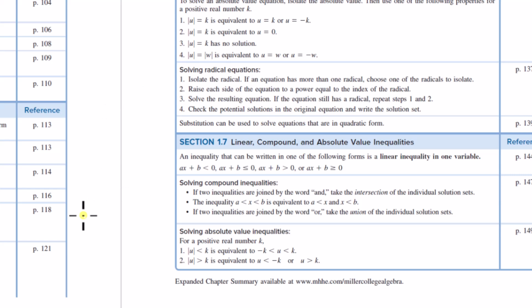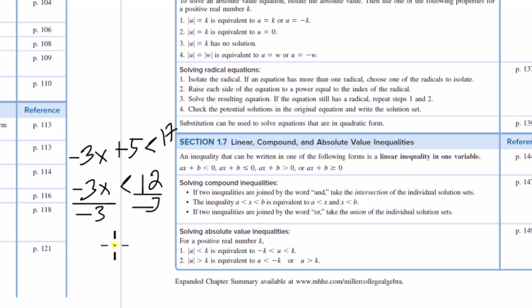Now, a linear inequality is a special case. I would say in general it's the only case where you can actually solve it like you do an equation, in the sense that if we have minus 3x plus 5 is less than 17, we can solve this in the same way that we would solve a regular equation. So subtract 5 from both sides. 17 minus 5 is 12. Divide both sides by -3. Flip the inequality. There's the solution.